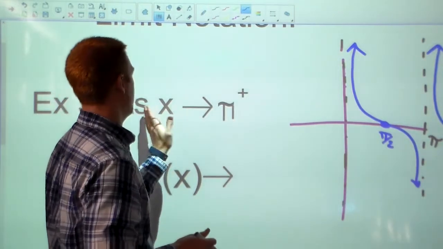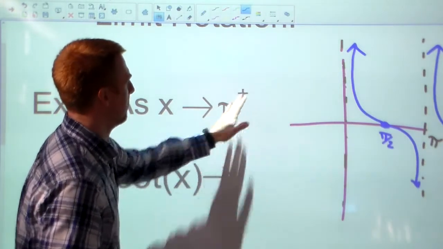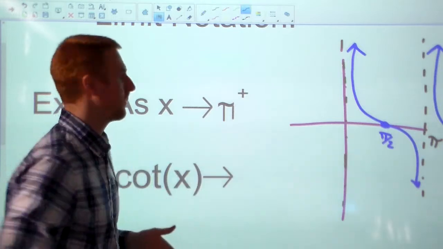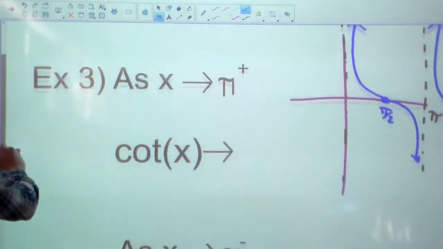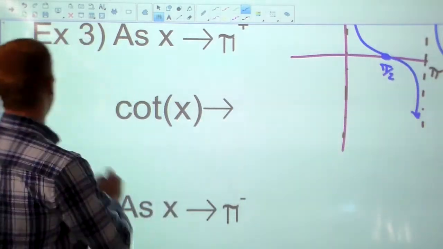So, back to what this is asking for. As x approaches pi with a little plus sign. Now, what that little plus sign means is on the positive side, or the right side. And in a second, you'll see one with a negative sign. That just means on the negative side or the left side.